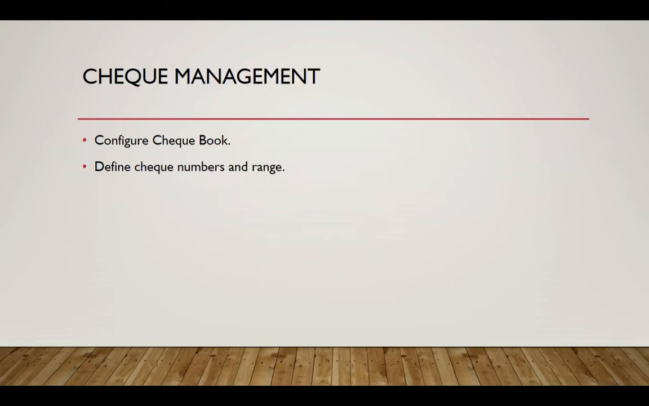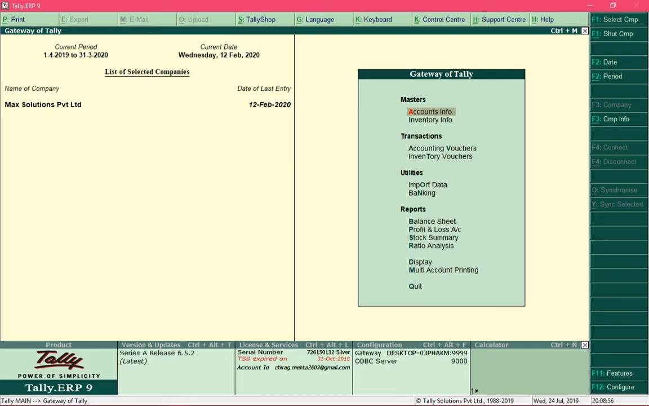So in part 1 of this section, you are going to learn how to configure checkbook information in Tally and define check numbers and the range which is present in the physical checkbook. Alright, now let's see how to add information about checkbook in Tally. In Tally, we need to update the bank ledger so that it can contain information about checkbook.